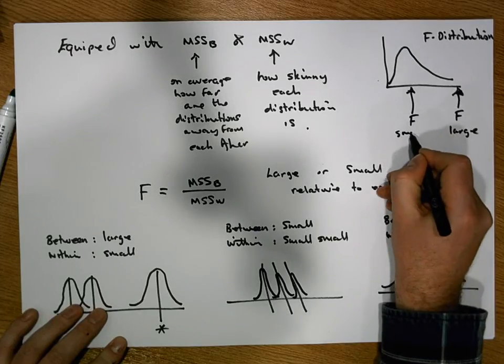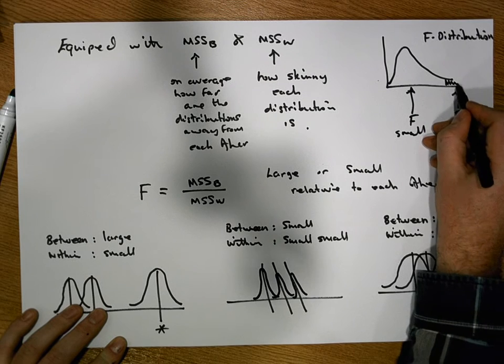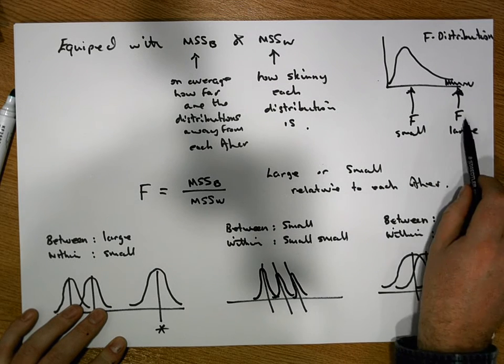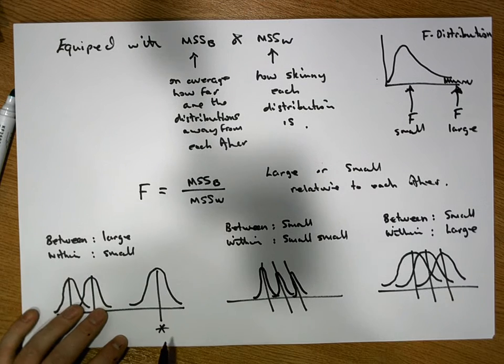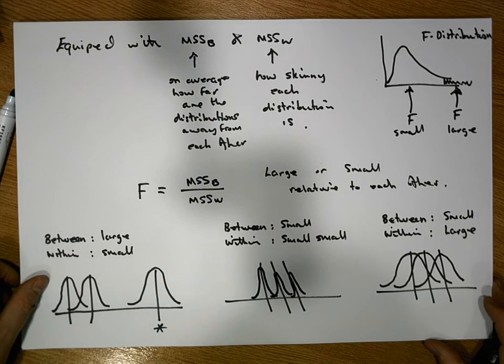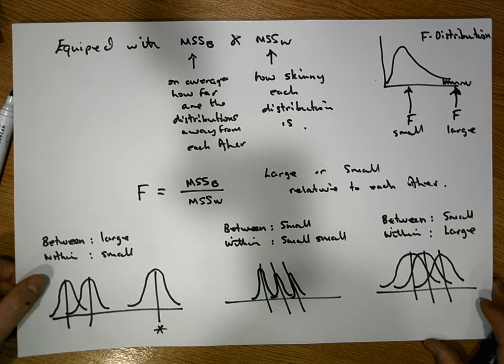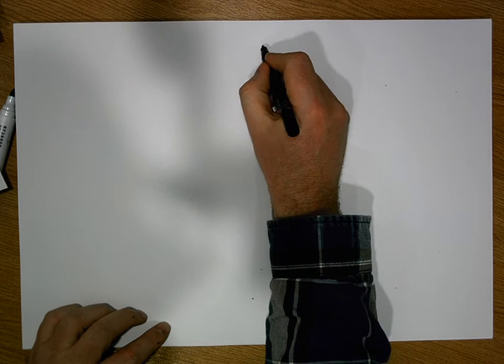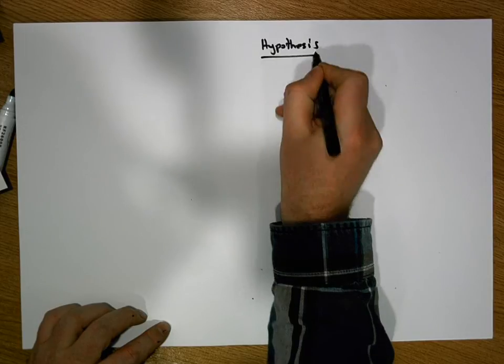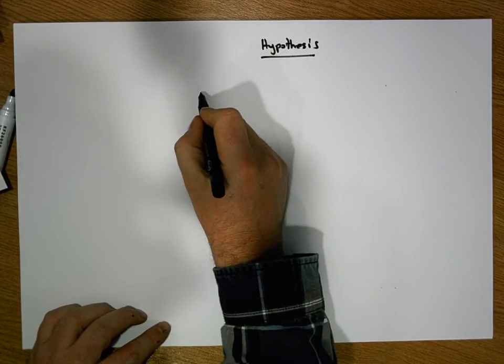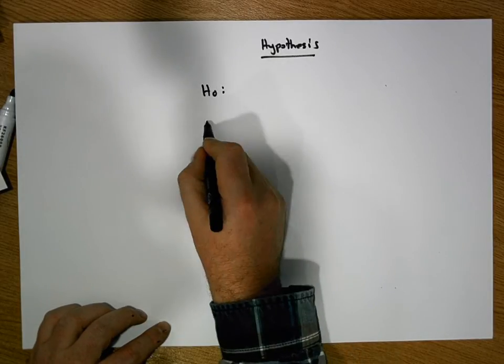And once again, we've already set a rejection region. If the F value is large enough and falls into the rejection region, then we know that we reject the null hypothesis. So what is the hypothesis associated with an ANOVA? Depending on how many groups we have, once again, we have a null position and we have an alternative position.